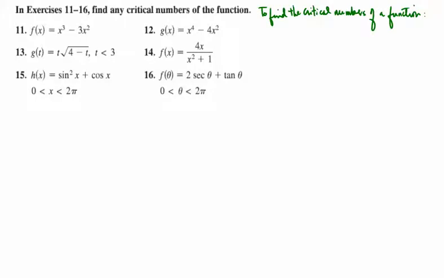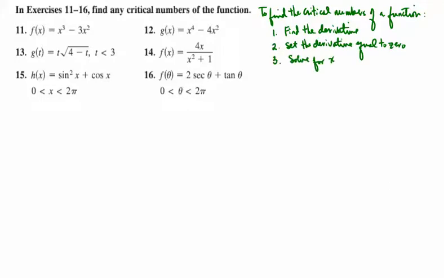So I'm briefly going to write down what it is that we do to find the critical numbers of a function. The first thing we do is find a derivative. Second, we set the derivative equal to 0. Third, we solve for x. And lastly, we want to see if there are any x values for which the derivative does not exist. So this is our basic strategy, and let's see if we can find them for 11 through 13.